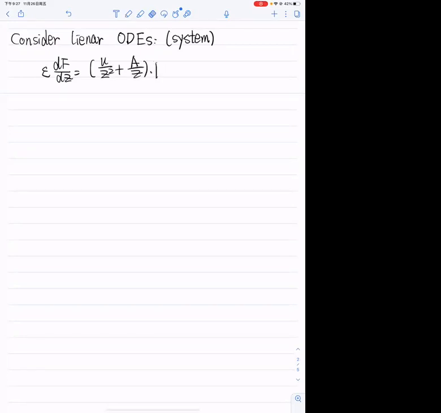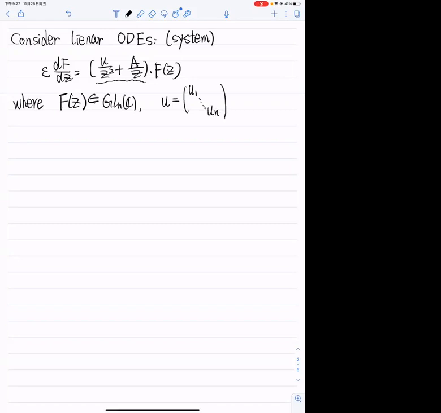Where the function is now valued inside invertible n by n matrices. Let's take the type A case. The coefficient U is an n by n matrix with eigenvalues U1 to Un. And A is an arbitrary n by n matrix.